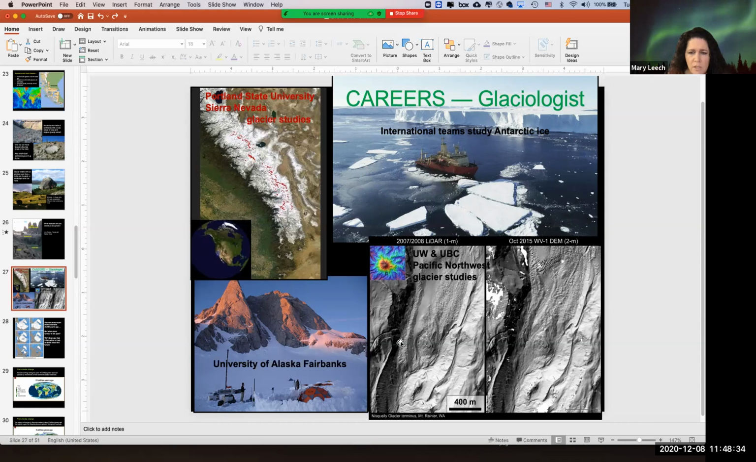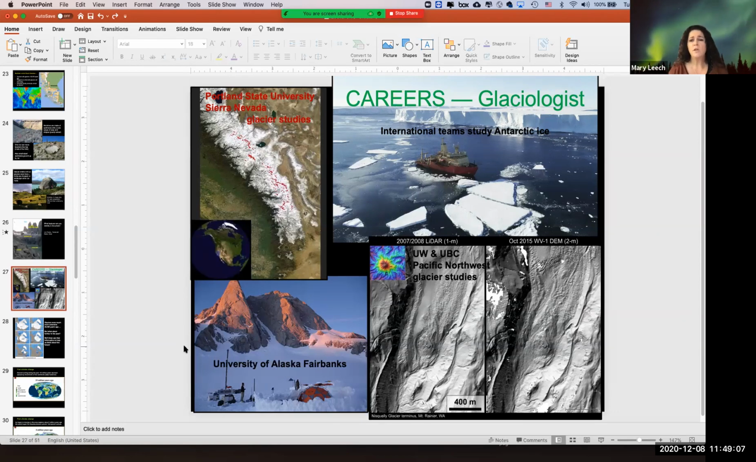Here's the glacier in 2007, 2008. There's the toe of the glacier. Look where it is in this one. It's gone. It's up here. So this was in 2015, so in that 7 years, the glacier retreated that much. This is over 400 meters or 1,200 feet. It's a long ways. University of Alaska Fairbanks also does a lot of glacier studies.